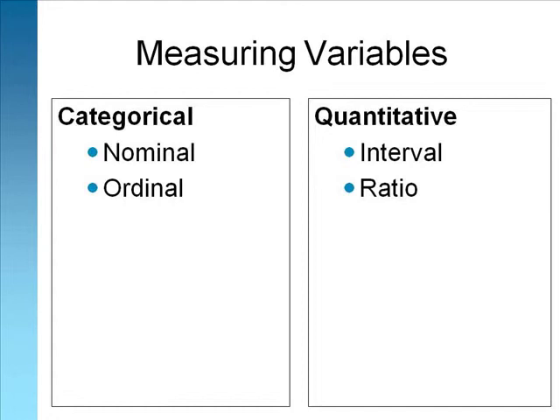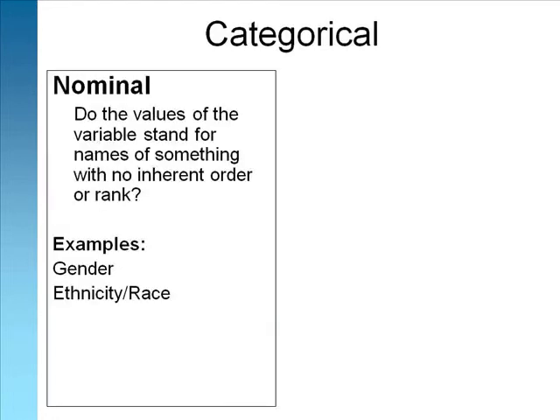There are 2 types of categorical measurements, nominal or ordinal, and 2 types of quantitative variables, interval or ratio. Nominal categorical variables are names that have no order or rank. Examples are gender or ethnicity, race. We may alphabetize these variables when we report them, but there is no numerical reason for females to come before males.